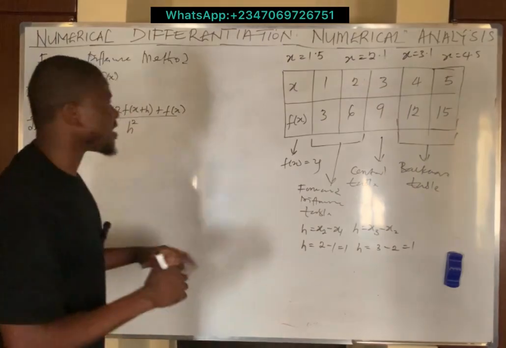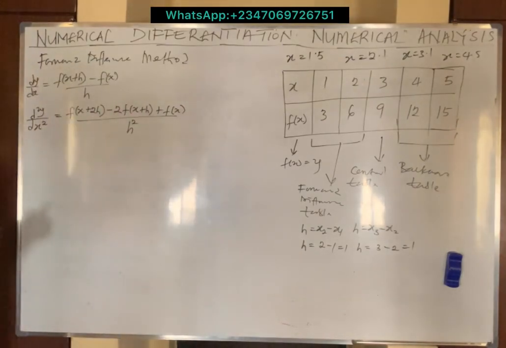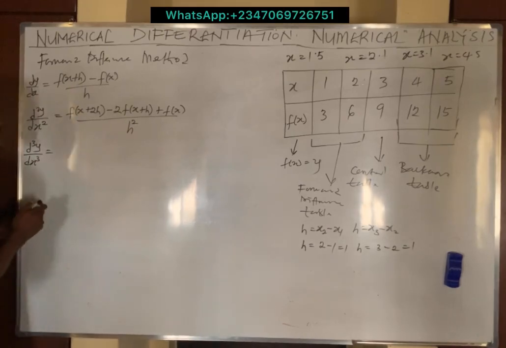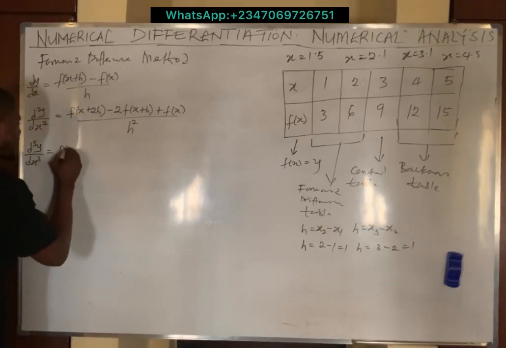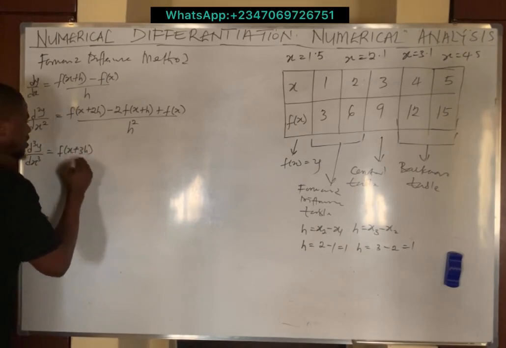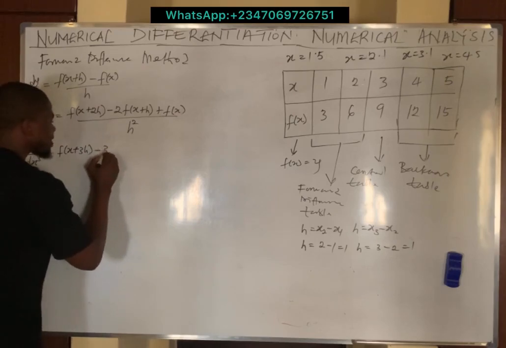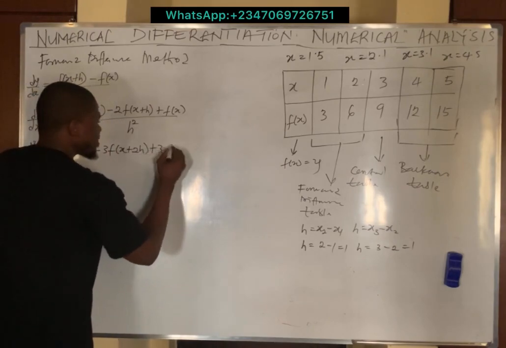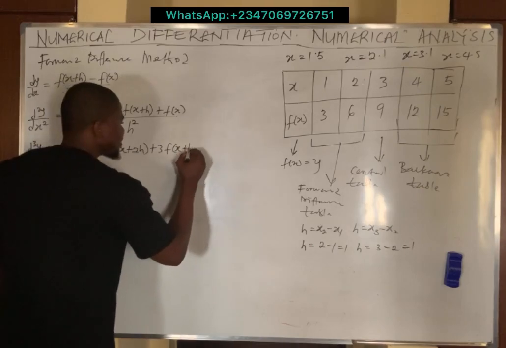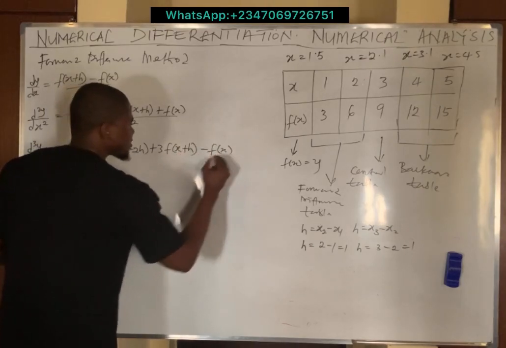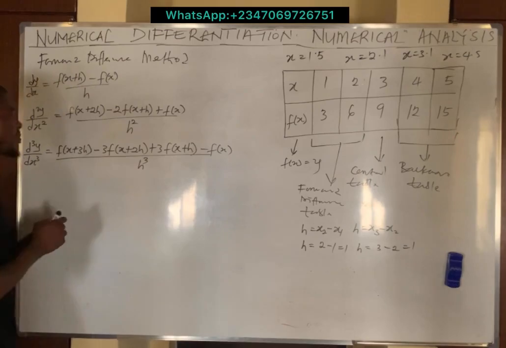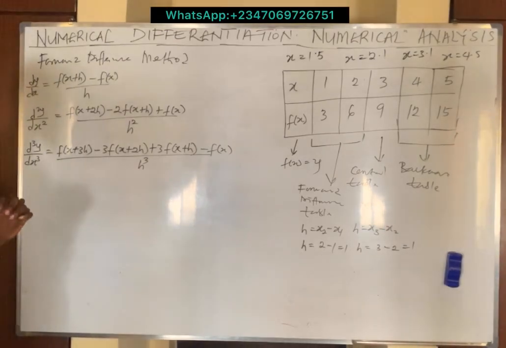Once again, the values remain what you already know. For the third derivative, which is where I'll stop, you have d cubed y over dx cubed. This is going to be equal to f of x plus 3h, minus 3f of x plus 2h, plus 3f of x plus h, minus f of x, all over h cubed. So this is the formula to approximate the third derivative.